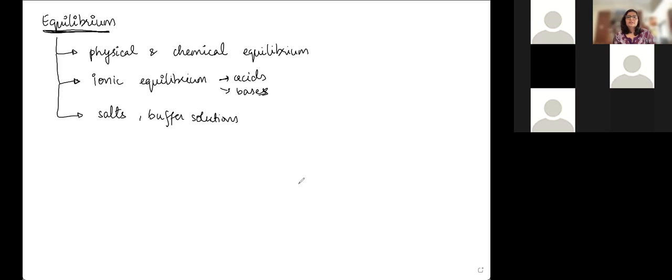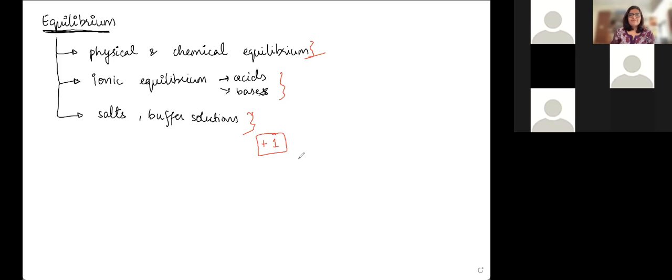I was hoping that it usually takes about 3 classes. So this we can do in one class, this we can do in one class, this we can do in one class. Depending on questions and other factors, we may require one more class, but we'll see how it goes. So that's what I was hoping to do. Like I was hoping to finish off physical and chemical equilibrium in this class up to Le Chatelier's principle.